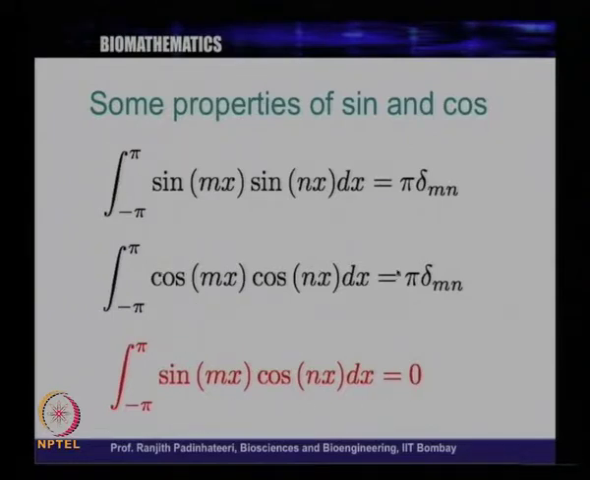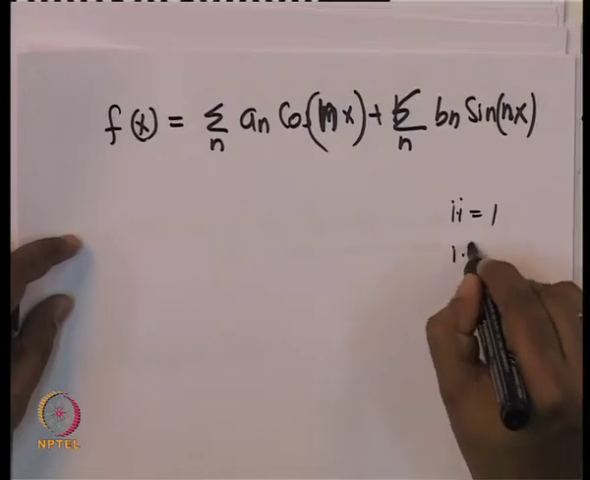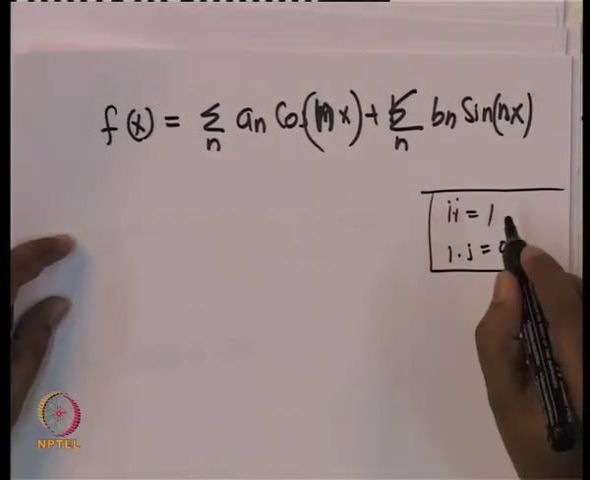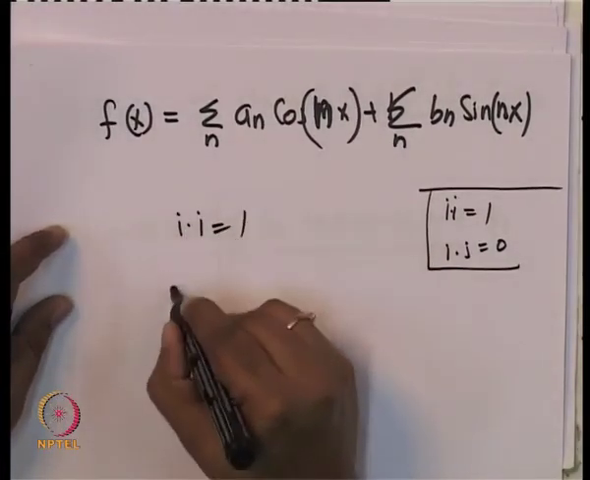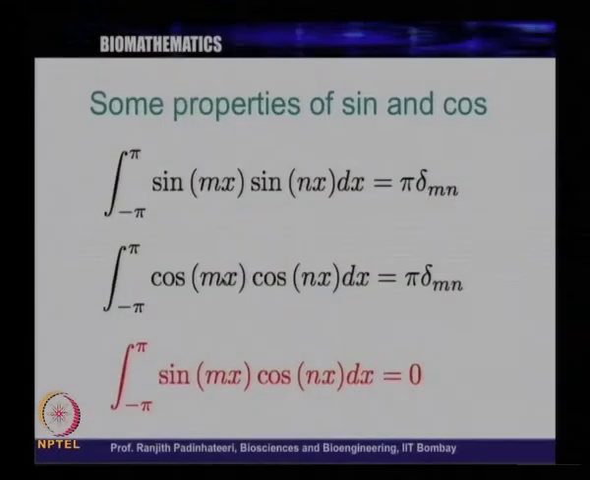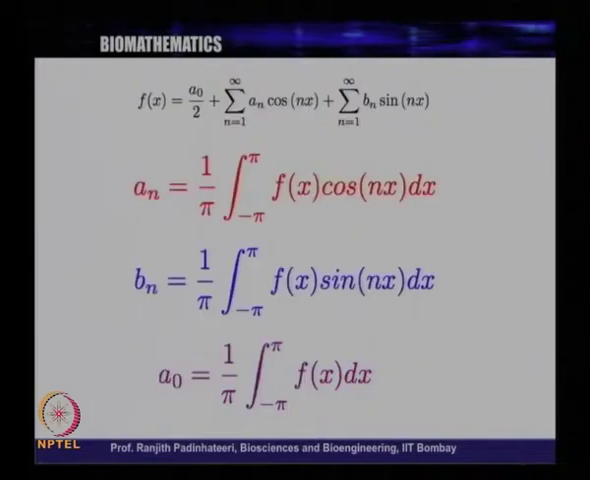So we use two properties: that the integral of cos mx cos nx is delta mn, and the integral of sin mx cos nx is 0. These are like the two properties we used earlier, i dot i is equal to 1 and i dot j is equal to 0. When cos and cos are the same, it is 1, with m and n the same; otherwise, for sin and cos, it is 0. Such things are called orthogonal functions, but we will not go into the detail of this. If you use this property, essentially what you get is this result: a_n is equal to this, b_n is equal to this, and a_0 is this.